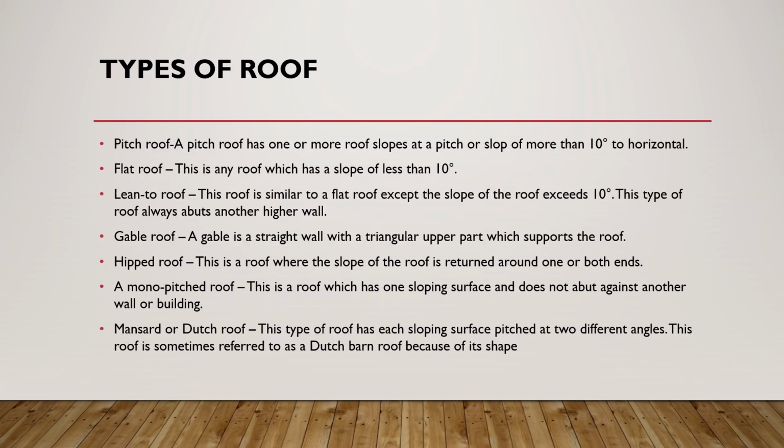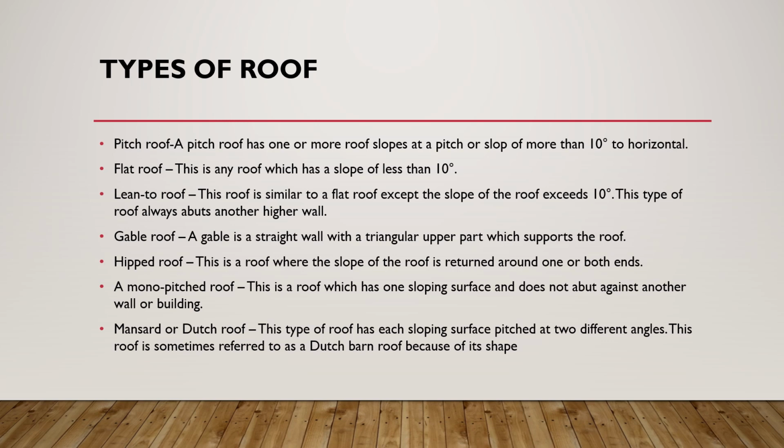Equally, we have the types of roofs. We have various types of roof. Number one, we have the pitch roof. A pitch roof has one or more slopes at a pitch or slope of more than 10 degrees. Number two, we have the flat roofs. A flat roof is any type of roof which has a slope of less than 10 degrees.